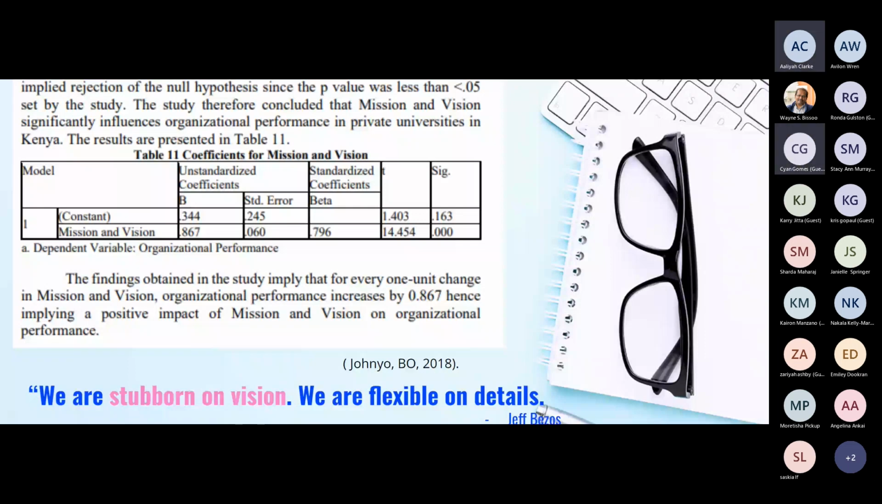And this is why it's so important, as Jeff Bezos stated here, that the vision be upheld as the guiding principle for every other element on our strategic leadership hierarchy. So, as Jeff said, we are stubborn on vision, we are flexible on details, and it's bringing back up that flexibility that I talked about just before.